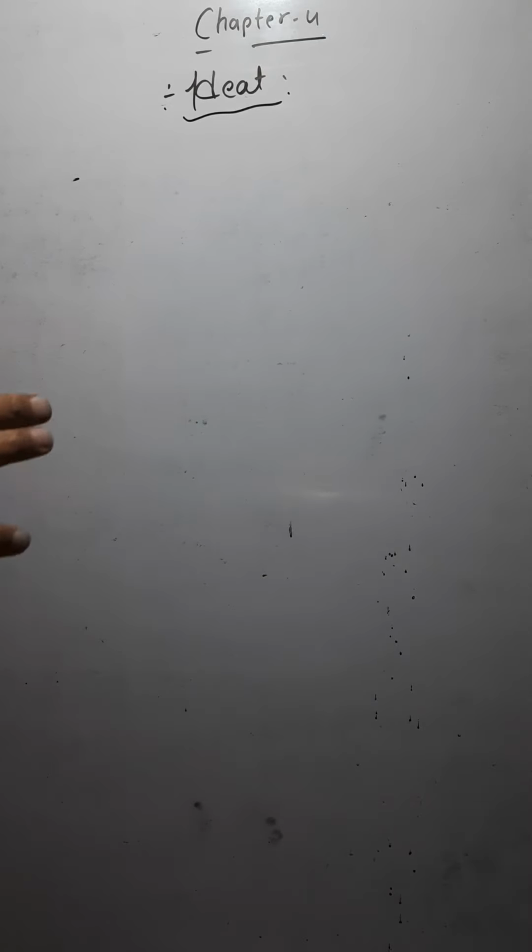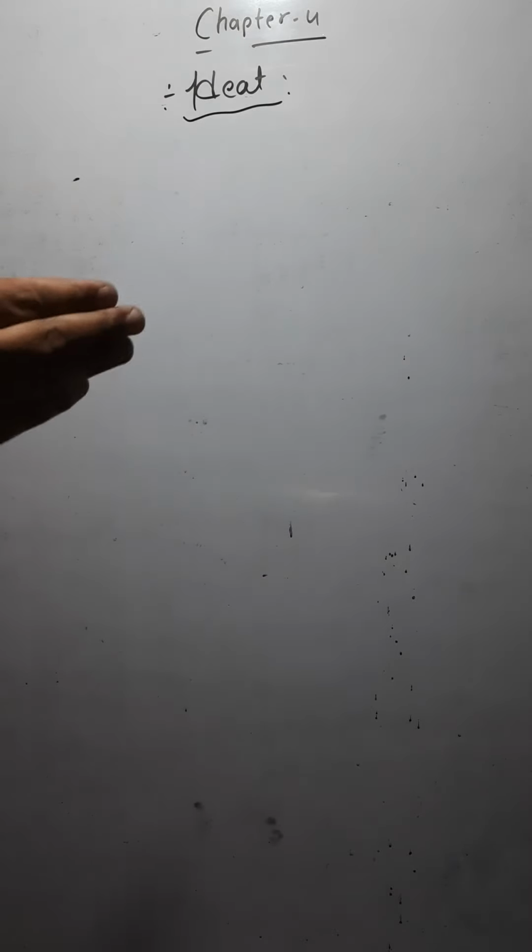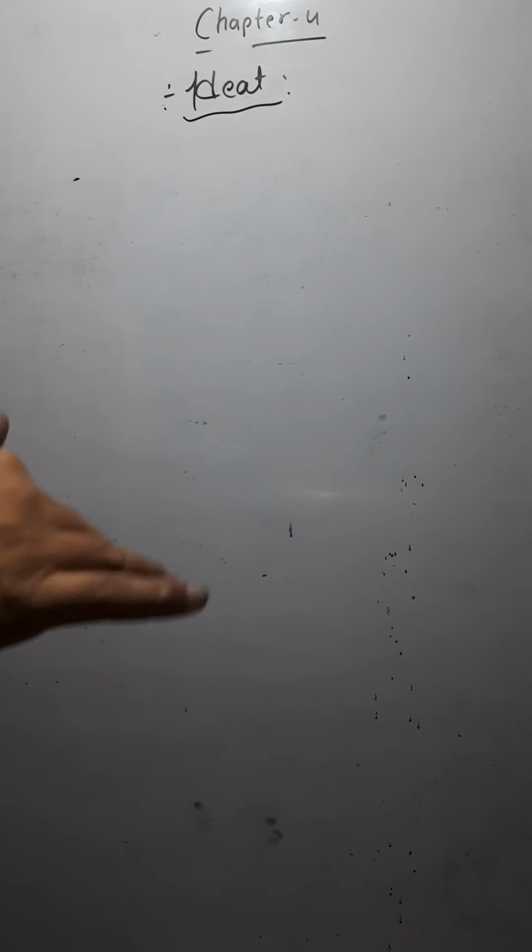Hello dear students. From today we will start chapter number 4 of class 7 science, that is heat. Before starting this, let me tell you in brief about the previous chapter, that is Fiber to Fabric, where we discussed the different types of fiber that we get from animals as well as from plants.